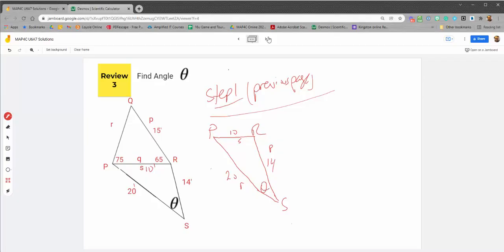So I'm looking at cosine law. I don't have enough for sine law, but I can go through cosine law and say that S squared equals r squared plus p squared minus 2rp cos S. And I'm going to go ahead and substitute.